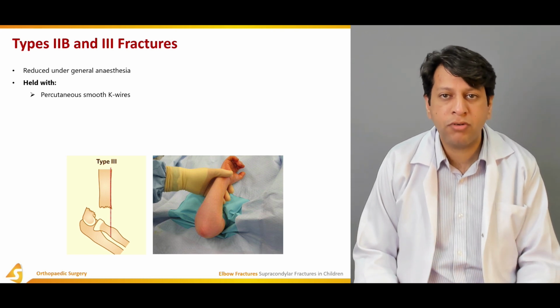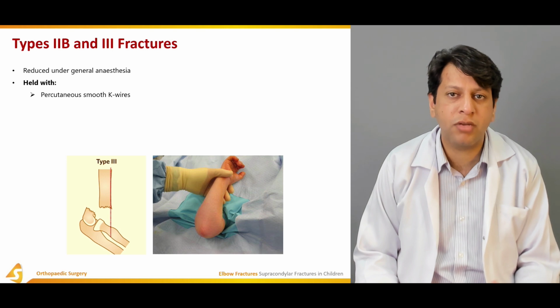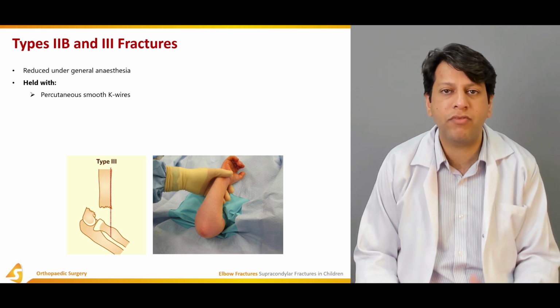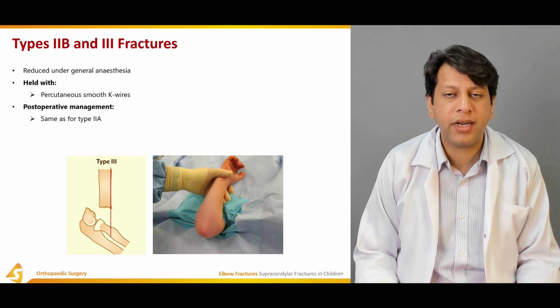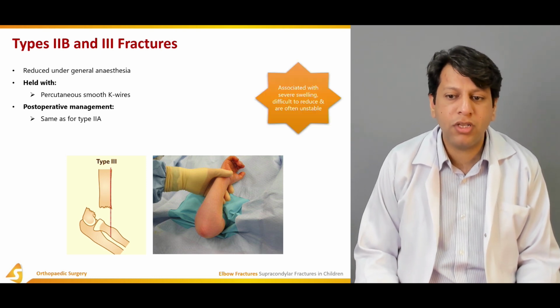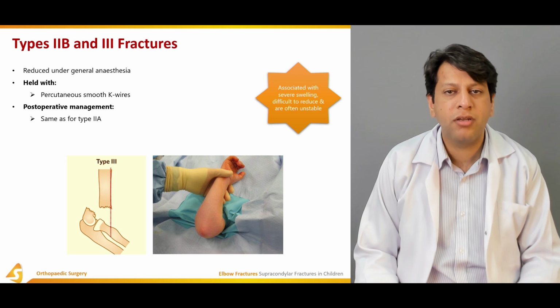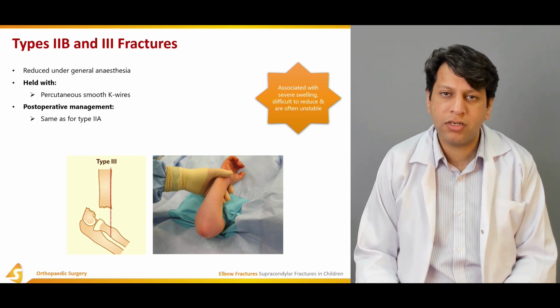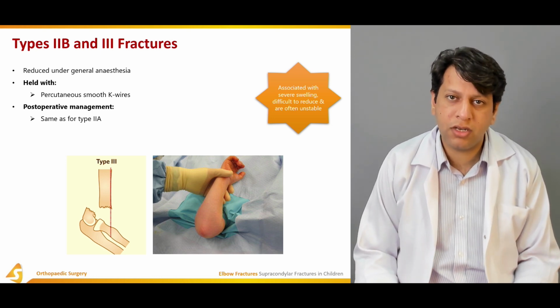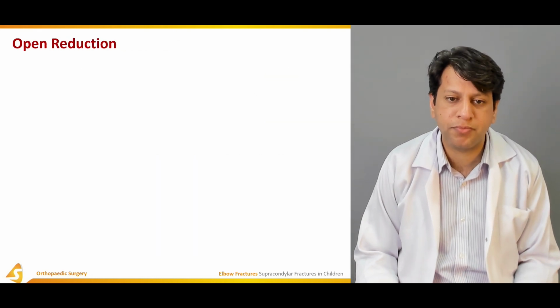If we are not able to reduce it or hold it with K wires, then probably we have to go for open reduction internal fixation with K wires. But that has to be done for both the 2B and 3 type fractures. These are usually associated with severe swelling and difficulty to reduce the fracture, but usually it can be reduced as well. By the same maneuver: first the traction, then adjust the translation of the distal fragment, then give a flexion, and lastly pronate the arm.